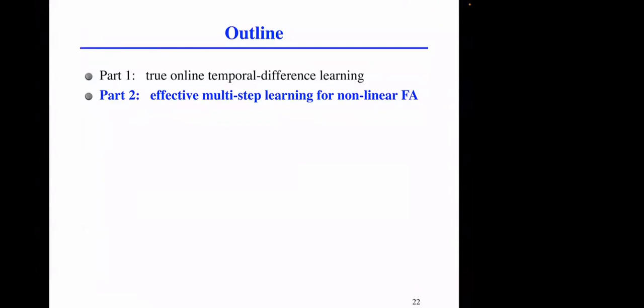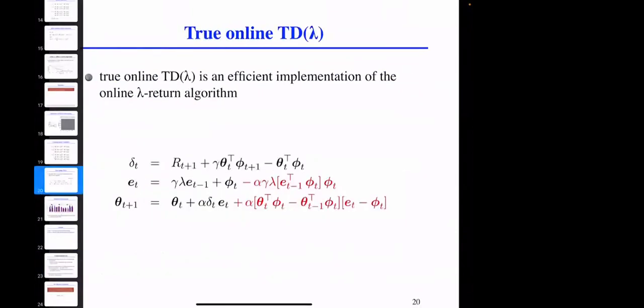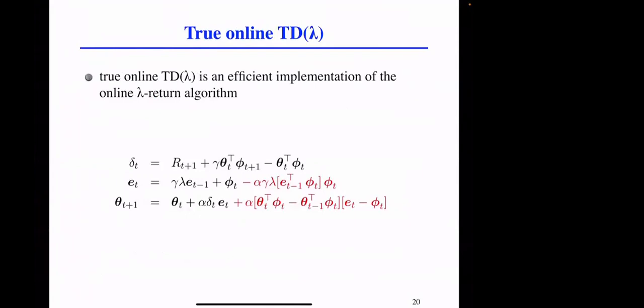For the last 10 minutes, I'm going to move on to nonlinear function approximation. So you might wonder about true online temporal difference learning. I showed this algorithm over here, but I only showed it for the linear case. So you might wonder, is there a true online TD lambda for the nonlinear case? And actually there is not.